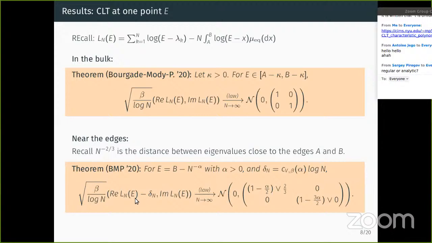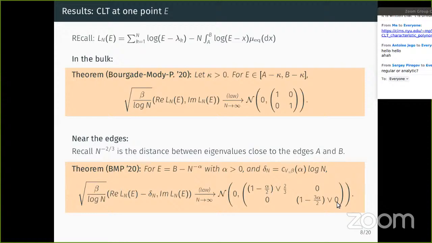So, here is the result. We have again a joint CLT where the real part and the imaginary part are independent. One additional thing is that you have to recenter the real part by some log n term close to the edge. And if you do so, you get two different variances that depend on alpha. The variance is smaller and smaller when you get close to the edge. And once alpha reaches the value 2/3, the variance just stays constant. So for the real part, it takes the value 2/3. And for the imaginary part, at the edge, the variance is just 0.